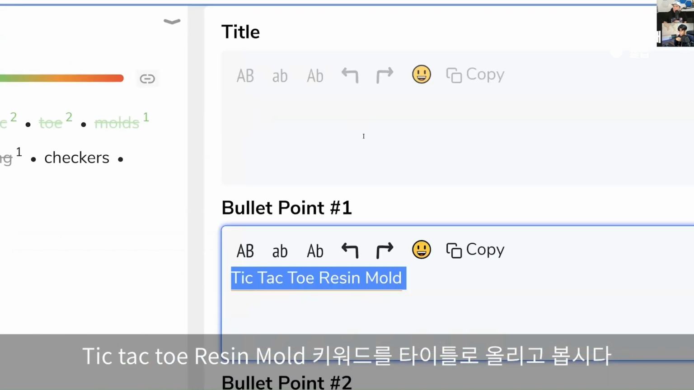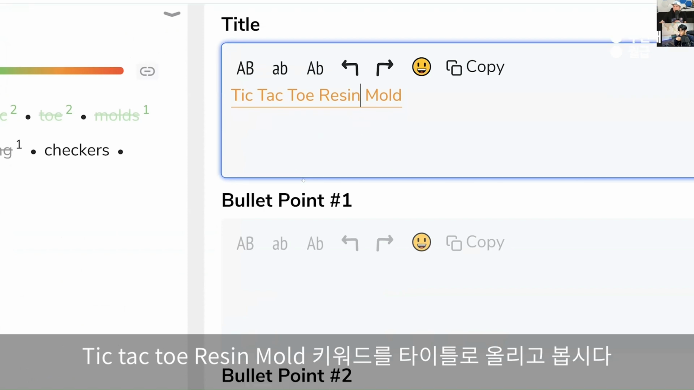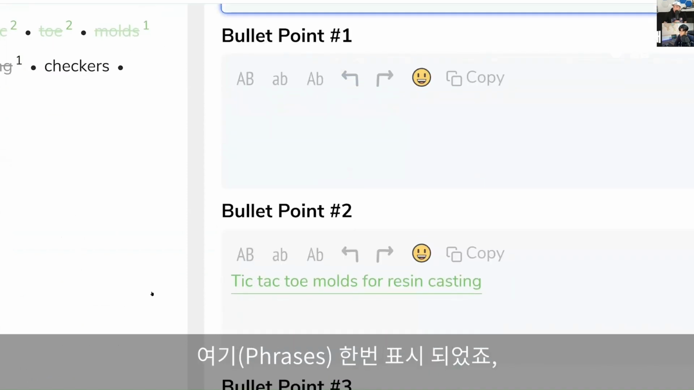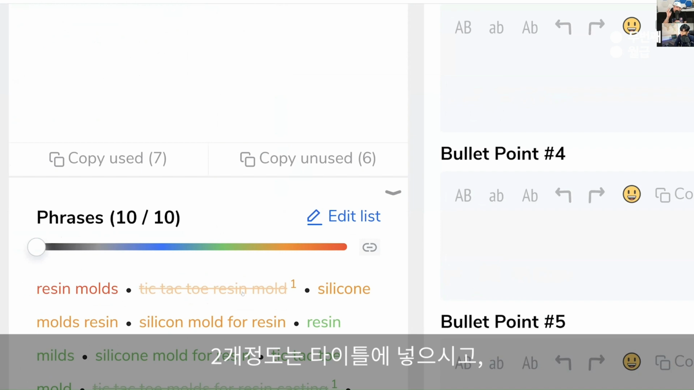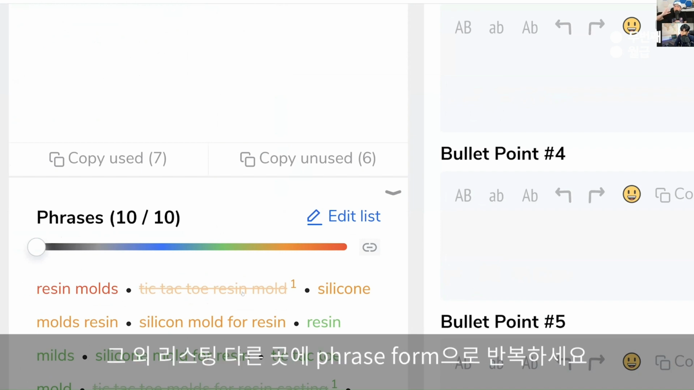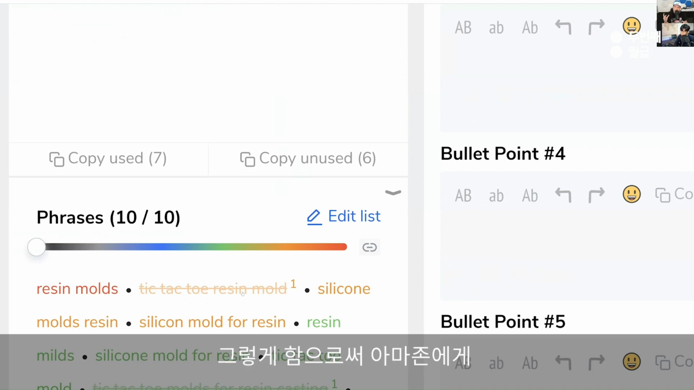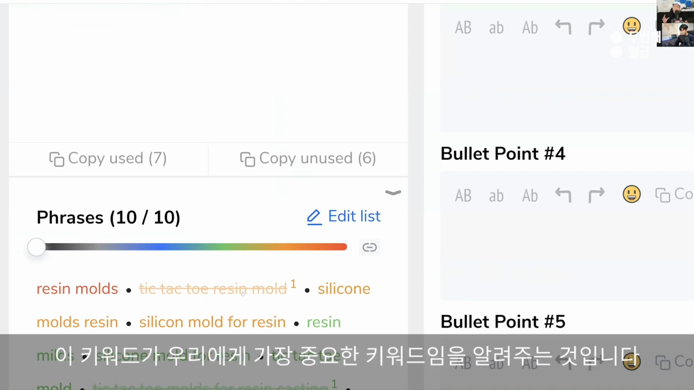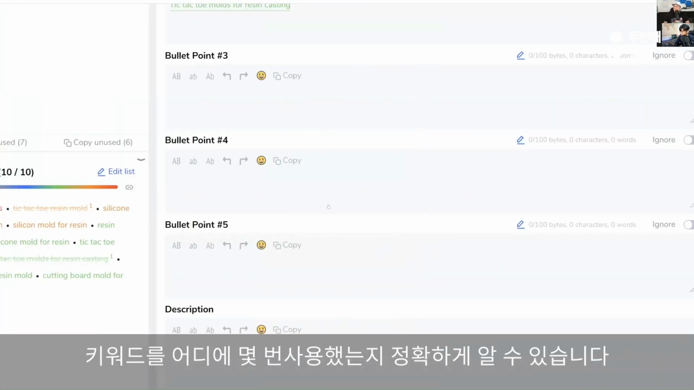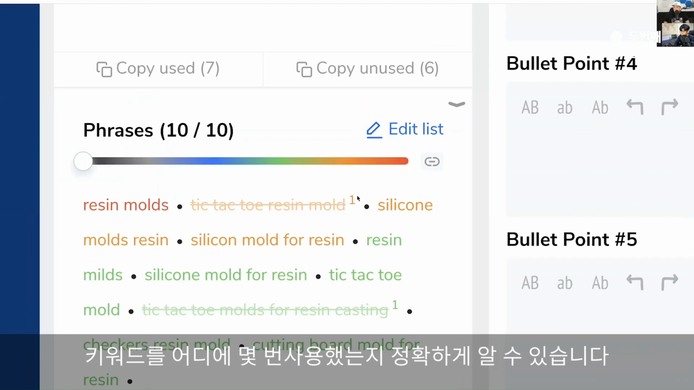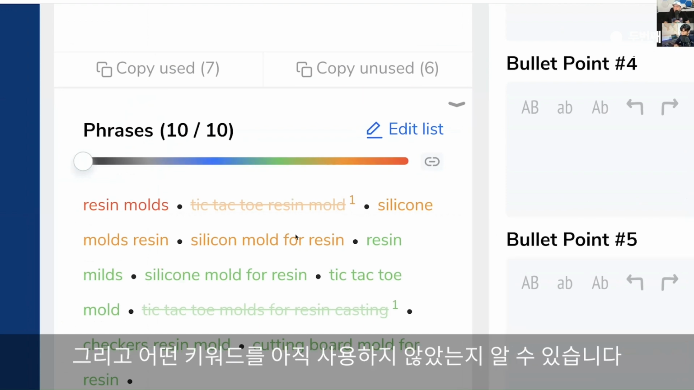But what that does is now it tells me right here, I used that keyword once in phrase form. And that's what's important. You always pick 3 or 4 of your most important keywords. Try and get 2 of them in your title, and also put it at least one more place somewhere in your listing, but in phrase form, because that's going to give you the most signals to Amazon that this is an important keyword for your listing. And that's why you use a tool like this. So then I know how many times I've used it. Look, it tells me I've used it once. I've used this one once. And then which ones I still need to use, which ones I have not put in my listing yet.